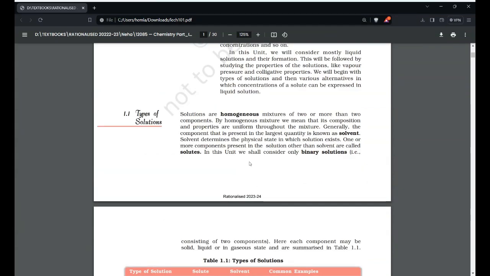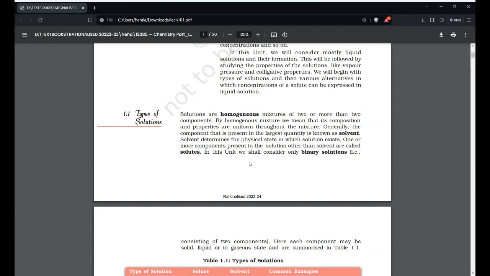Types of solutions. Solutions are homogeneous mixtures of two or more than two components. By homogeneous mixture, we mean that its composition and properties are uniform throughout the mixture. Generally, the component that is present in large quantity is known as solvent. Solvents determine the physical state in which solution exists. One or more components present in solution other than solvent are called solutes.